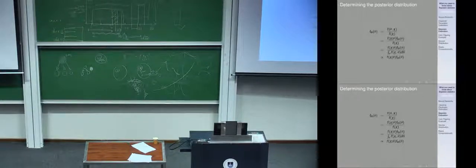So it's proportional to the likelihood. So that's the probability of observing this data, the x, given the parameter, times the prior, and then there's your posterior distribution. Okay.